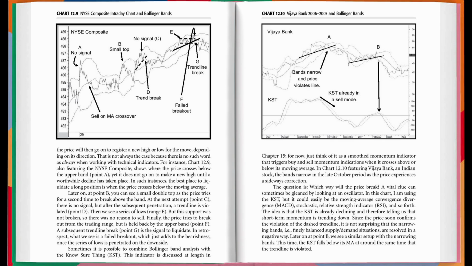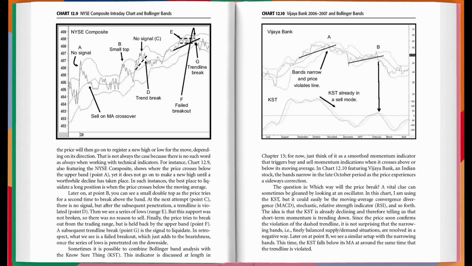A vital clue can sometimes be gleaned by looking at an oscillator. In this chart, I am using the KST, but it could easily be the moving average convergence divergence, MACD, stochastic, relative strength indicator, RSI, and so forth. The idea is that the KST is already declining and therefore telling us that short-term momentum is trending down. Since the price soon confirms the violation of the dashed trend line, it is not surprising that the narrowing bands, i.e., finely balanced supply/demand situations, are resolved in a negative way.